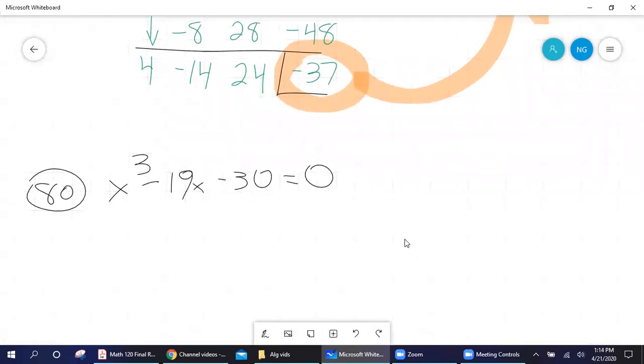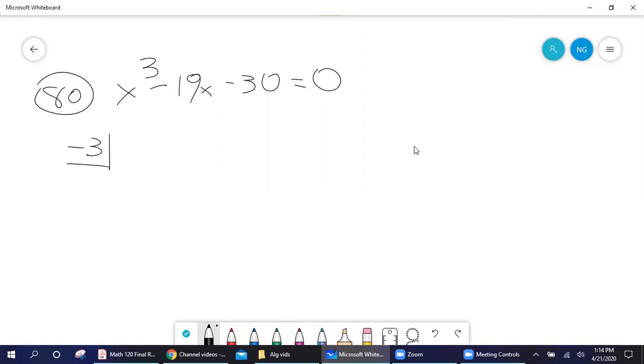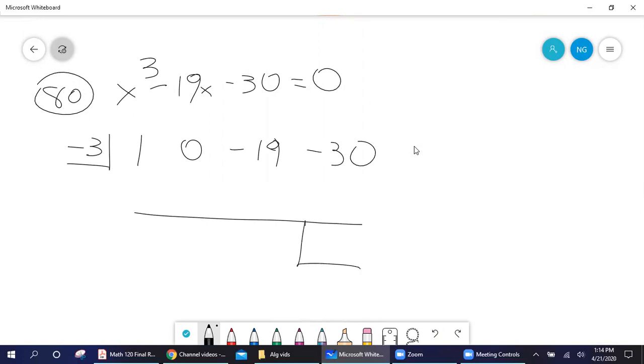For number 80, I am showing that negative 3 is a solution to this. That should mean that when I divide by negative 3, I get a remainder of 0. This goes with that remainder theorem. I will need a placeholder on this one. Oh, no, sorry. That's where I need the placeholder. There is no x squared term, so I need a 0 there. Negative 19, negative 30. I should be getting a remainder of 0, hopefully.